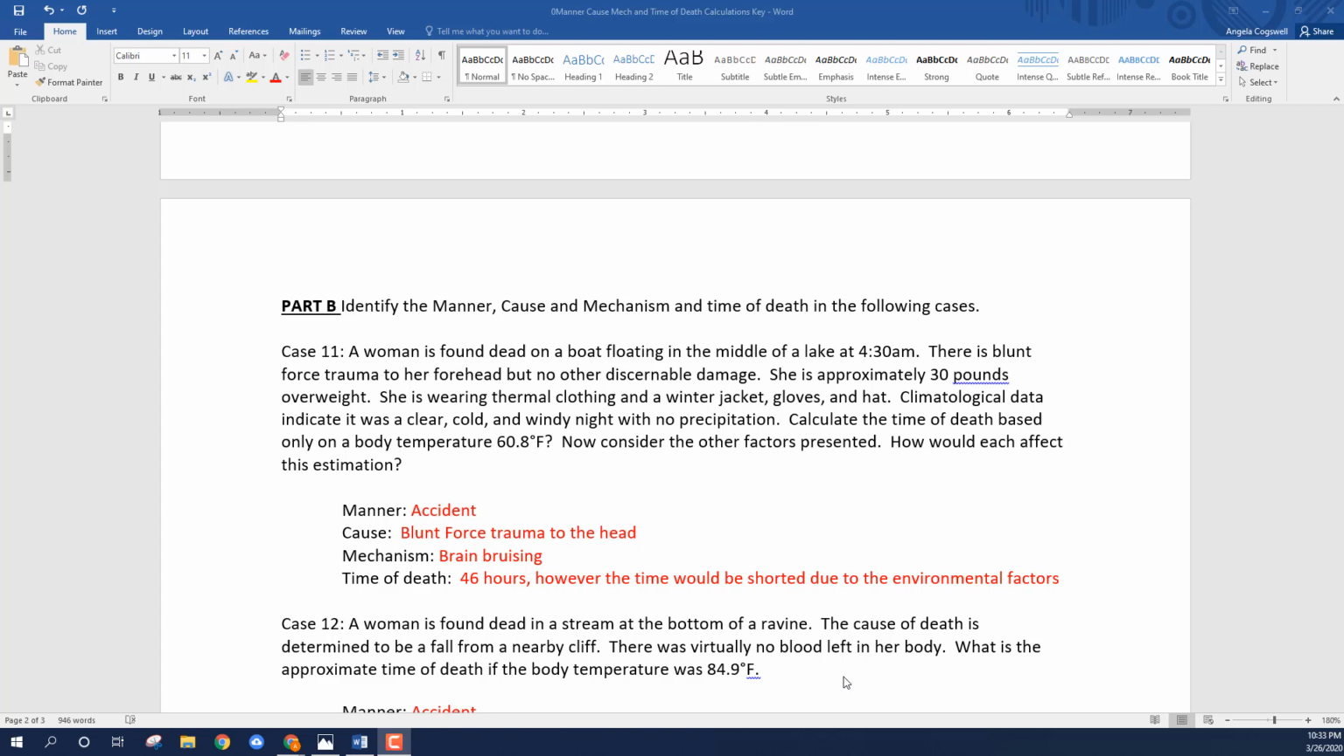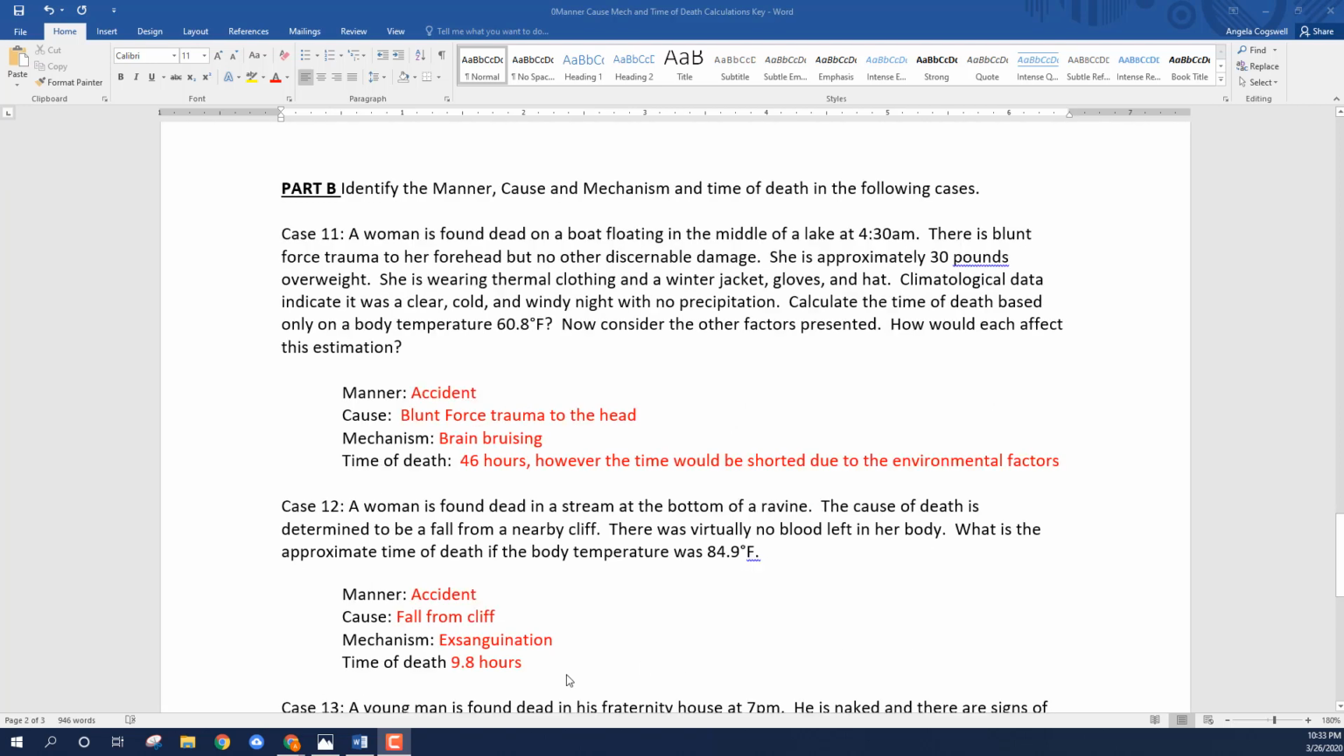Well, she fell off a ravine. That was an accident. All right. The cause of death is listed right here. It's the fall from the cliff. And because she has no blood left in her body, obviously she sustained some type of injury and bled out, and that is exsanguination. And then her body temperature gives us a time of death of 9.8 hours.